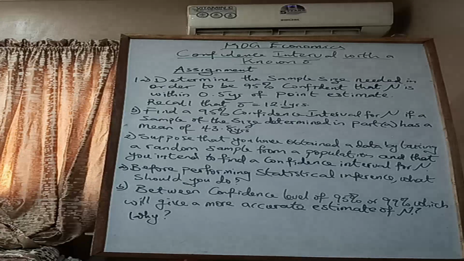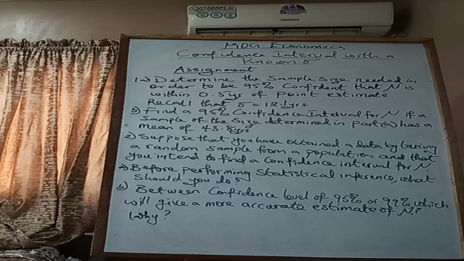Okay, so assignment 1A: determine the sample size needed in order to be 95% confident that the population mean is within 0.5 years of the point estimate. Recall that the standard deviation of the population is 12.1 years. So we are just still talking about the example that we did.